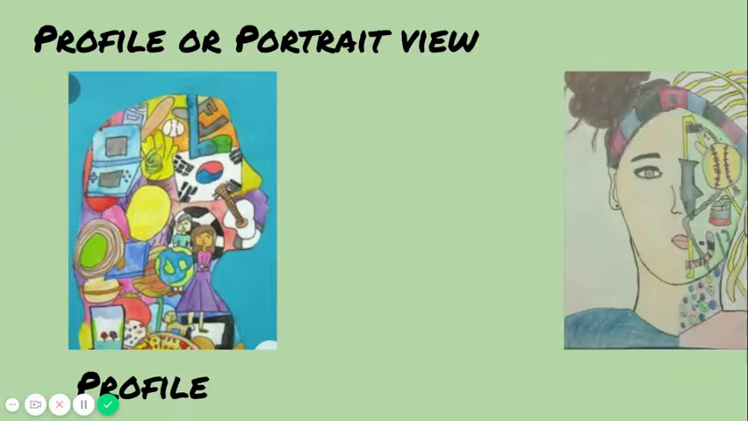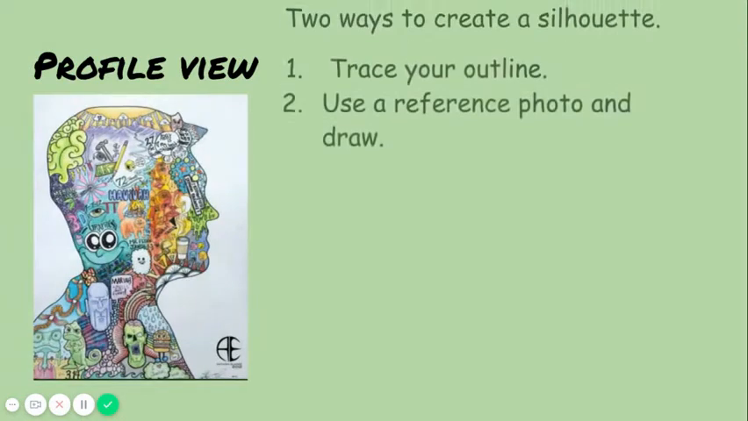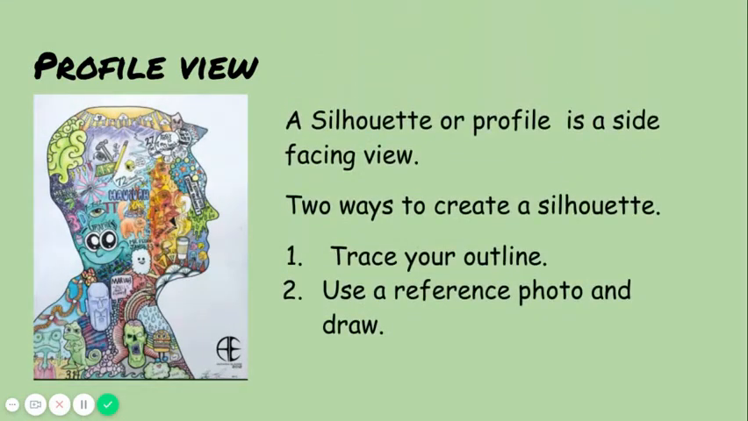You will select whether you would like to have a profile view, side-facing, or a portrait view, a forward-facing view for your project. If you choose the profile view, you are choosing to create a silhouette or a profile, which is a side-facing view. Two ways to create a silhouette.